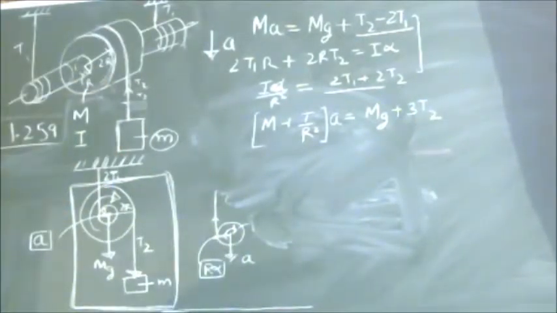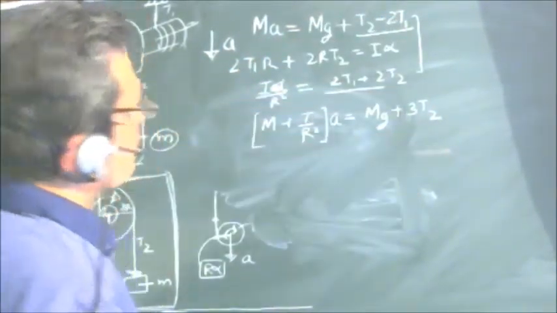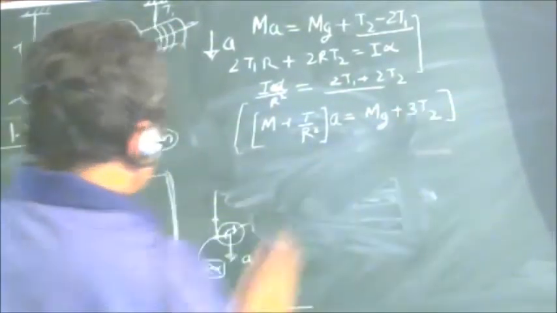Mg plus 3T2, because twice T1 is getting cancelled. Now this equation, we'll be using it when we solve it further. Now come to this mass.